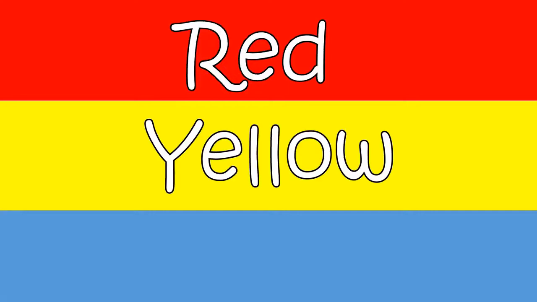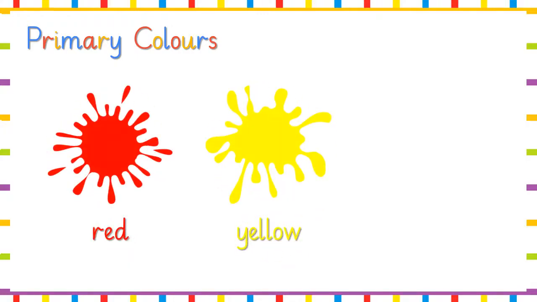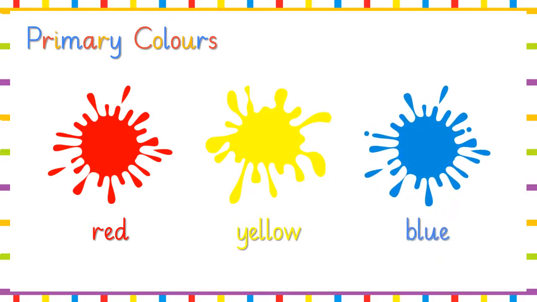Colors, the primary colors: red, yellow and blue. So what are the primary colors? Red, yellow and blue. Right.